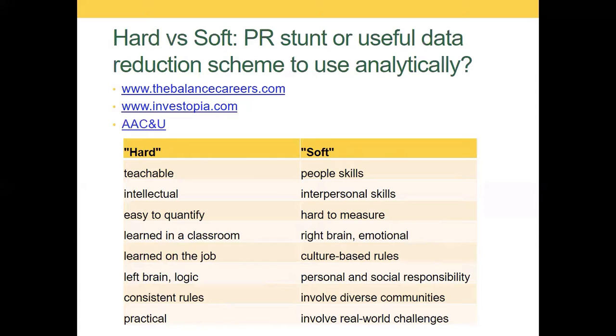Out of the balanced careers group, hard skills are teachable abilities or skill sets that are easier to quantify. Soft skills are also known as people skills or interpersonal skills. Typically, students learn hard skills in the classroom through books or through other training materials or on the job. Unlike hard skills, it's hard to point to specific evidence that you possess a soft skill.